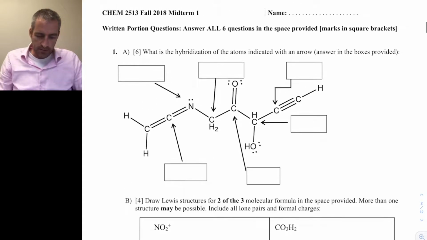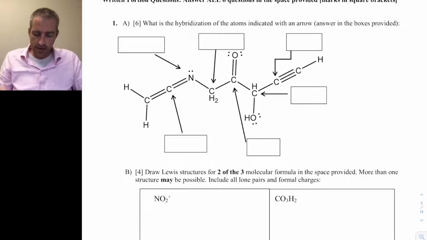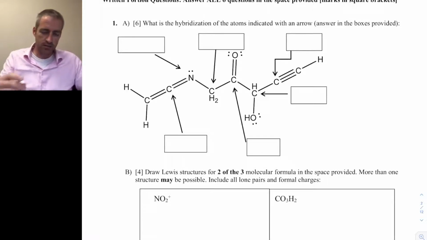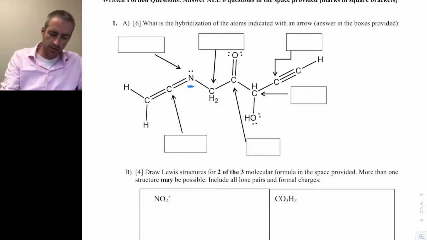Alright, first question says, what is the hybridization of all of the atoms indicated with an arrow? Put the answers in the boxes provided. So what we need to do for each one is take a look at the number of electron groups. First one I see is this nitrogen, where there's a double bond, a lone pair, and a single bond. That's 3 electron groups total, meaning this is going to be sp2.